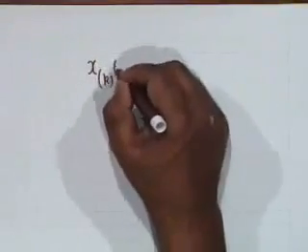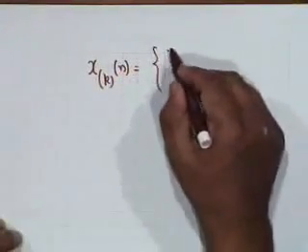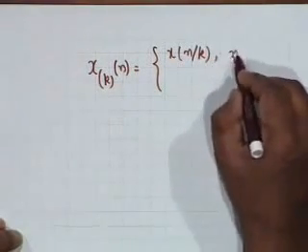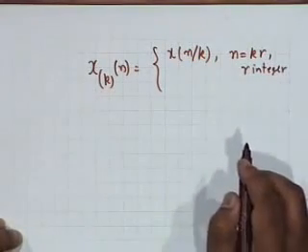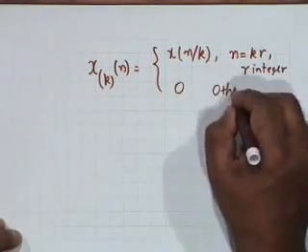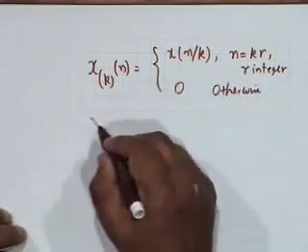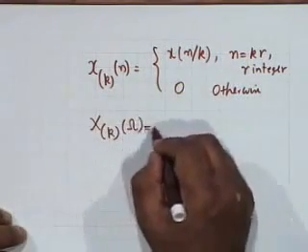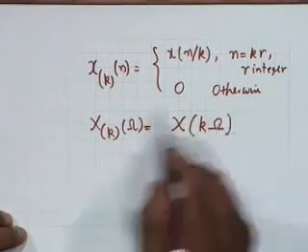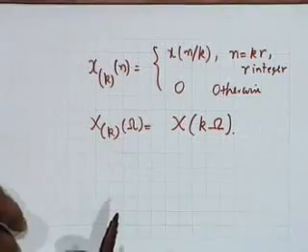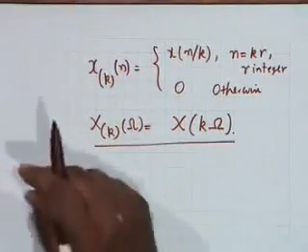But in general, if you define x_k of n as equal to x of n by k, n equal to kr, r integer including 0, and is 0 otherwise, if you define a signal like this, then obviously X_k of omega would be simply capital X of small k multiplied by omega. We had illustrated this for k equal to 3. In general, this will be the relationship. That takes care of stretching and compression.